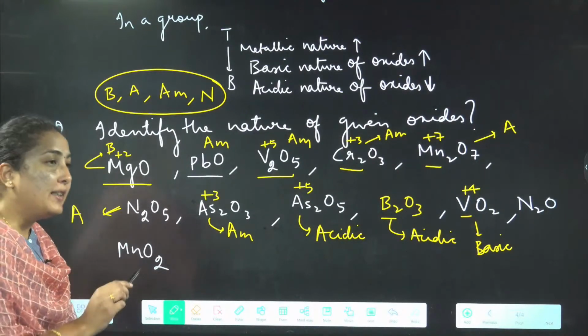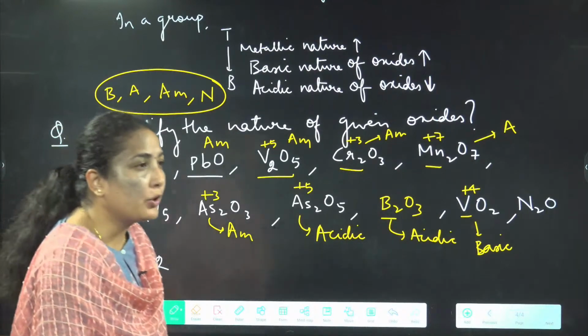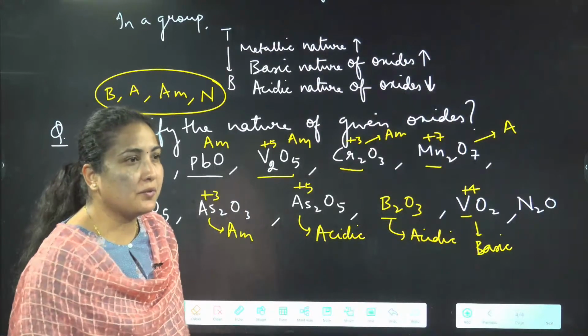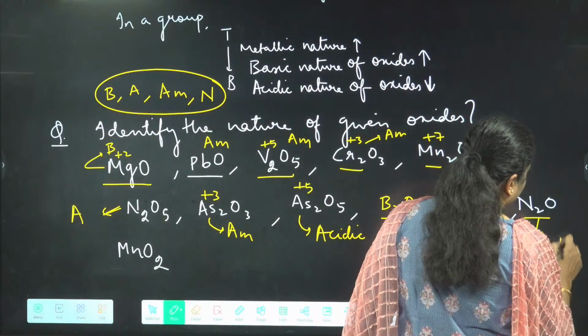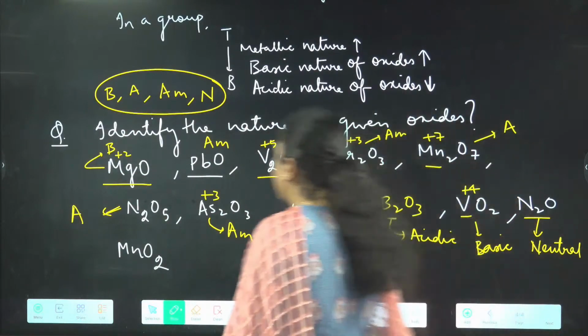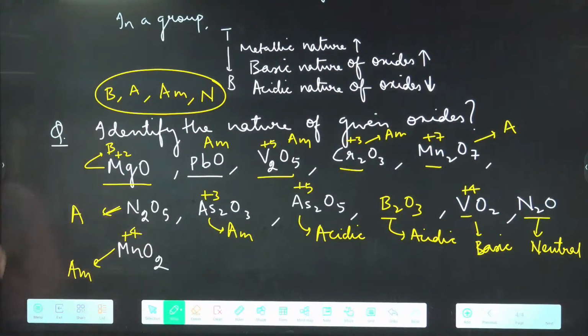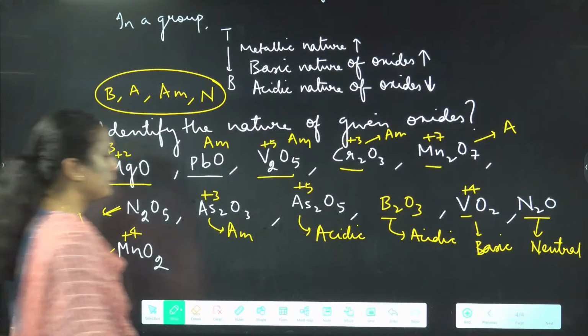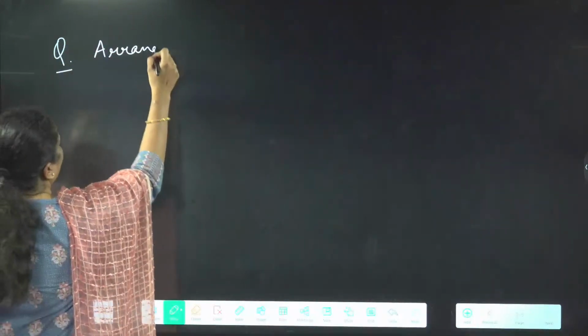It should ideally be amphoteric because the metal is in +4. But what we are going to write down, since it was an exception, is V +4 is basic. And this is neutral. MnO2, you are having in +4, this is going to be amphoteric. So that way we identify. Hope it is correct. Now next one.